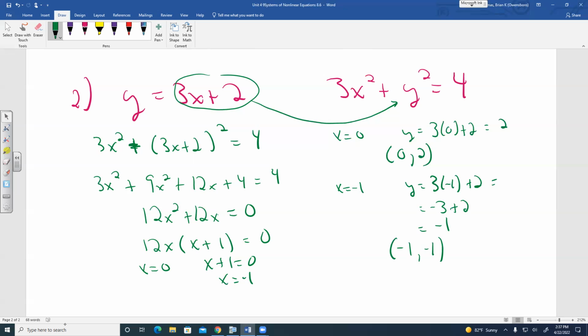So again, we could graph these 2 problems and try to find the points of intersection using your graphing utility. But I thought it was kind of interesting to just do this algebraically. So that concludes this lesson.